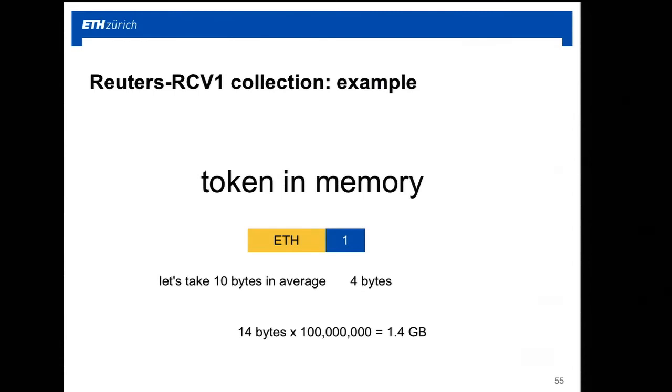Let's say that we have the term, stored in bytes, and let's take 10 bytes on average. I think the average is 8.5 bytes per term, if I remember correctly, but let's take 10 bytes. Here we need, let's say, 32-bit integers, so 4 bytes. Of course, if you have more than 4 billion documents, that's not enough, but you need to adapt this to your system. And if you multiply those 14 bytes by 100 million tokens, that's 1.4 gigabytes in memory.